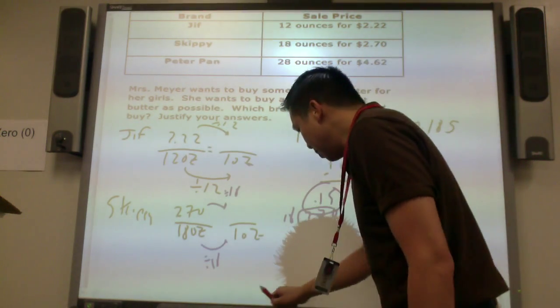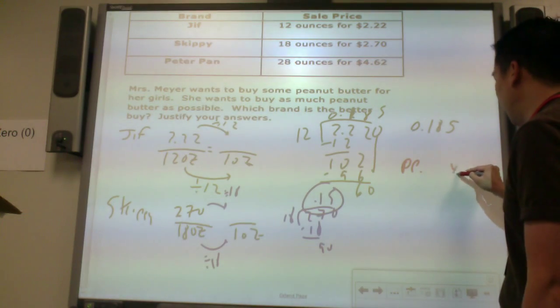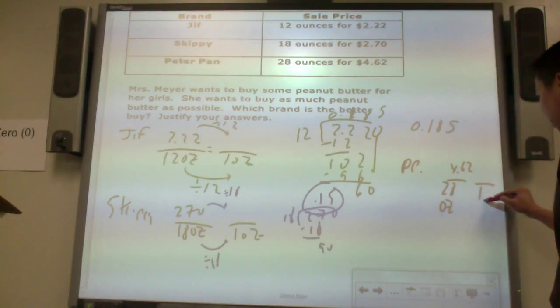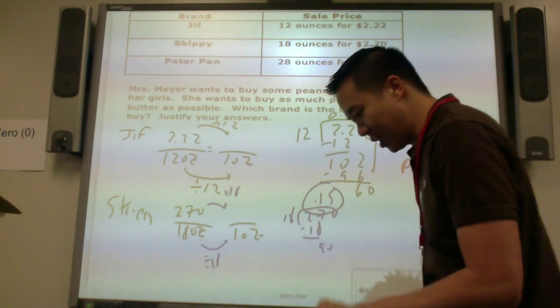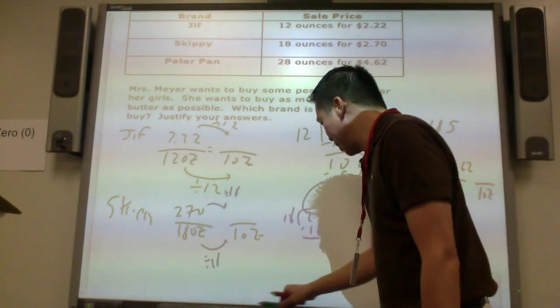And last but not least, we have Peter Pan. It's $4.62 for 28 ounces. That's a huge tub of peanut butter. I love peanut butter. My favorite cookie, by the way, is Nutty Buddy, or Nutter Butter. I remember I used to say that as a kid all the time.